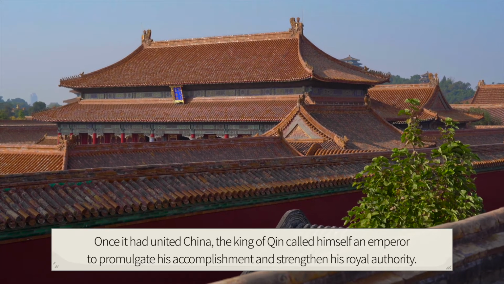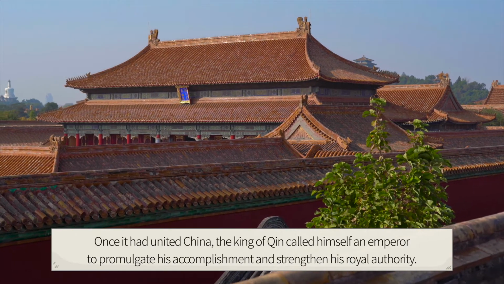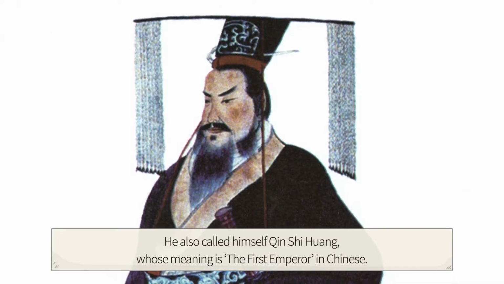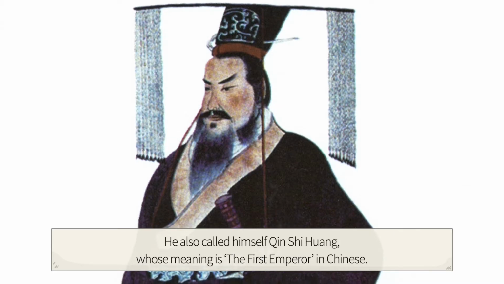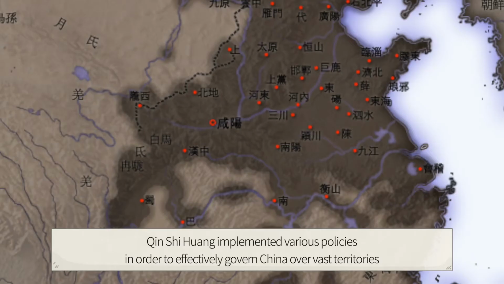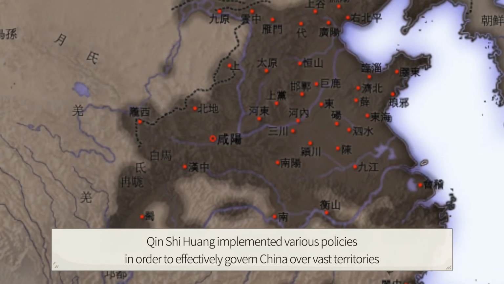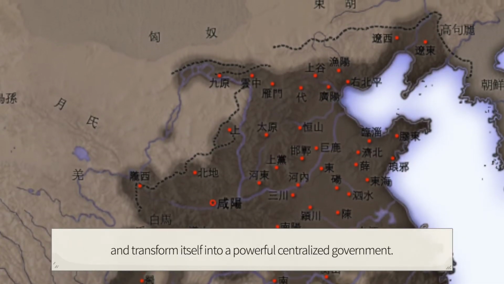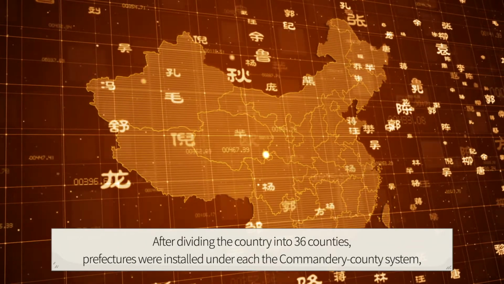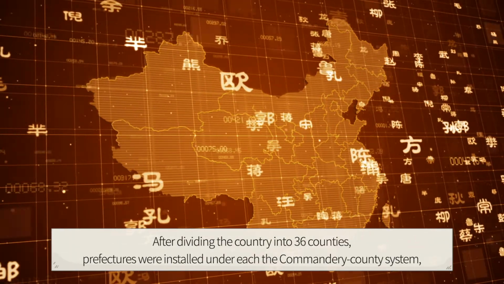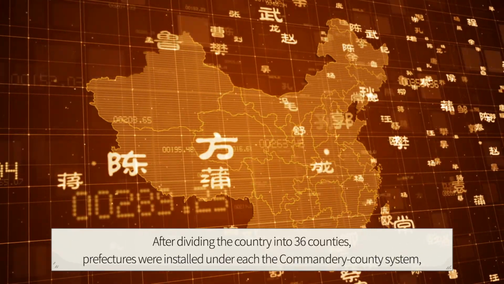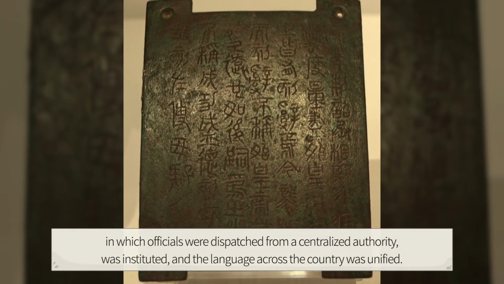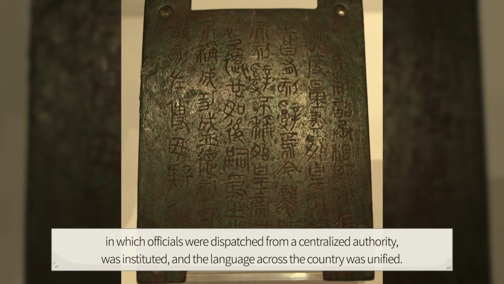Once it had united China, the king of Qin called himself an emperor to promulgate his accomplishment and strengthen his royal authority. He also called himself Qin Shi Huang, whose meaning is the first emperor in Chinese. Qin Shi Huang implemented various policies in order to effectively govern China over vast territories and transform itself into a powerful centralized government. After dividing the country into 36 commanderies, prefectures were installed under each. The commandery-county system, in which officials were dispatched from a centralized authority, was instituted, and the language across the country was unified.